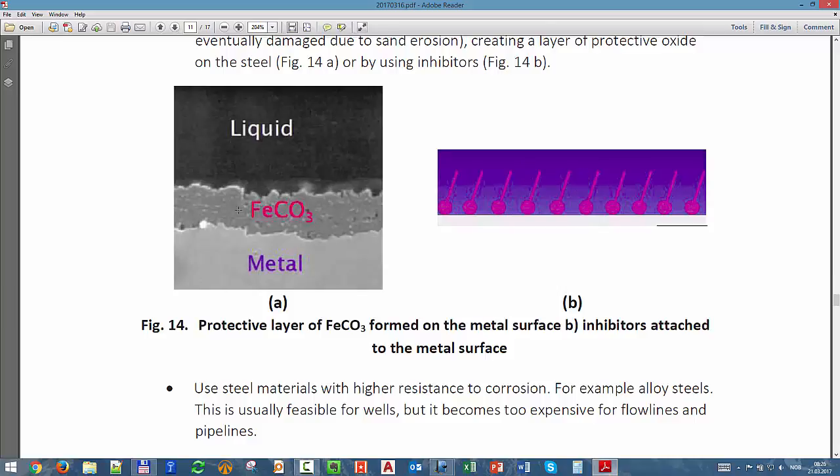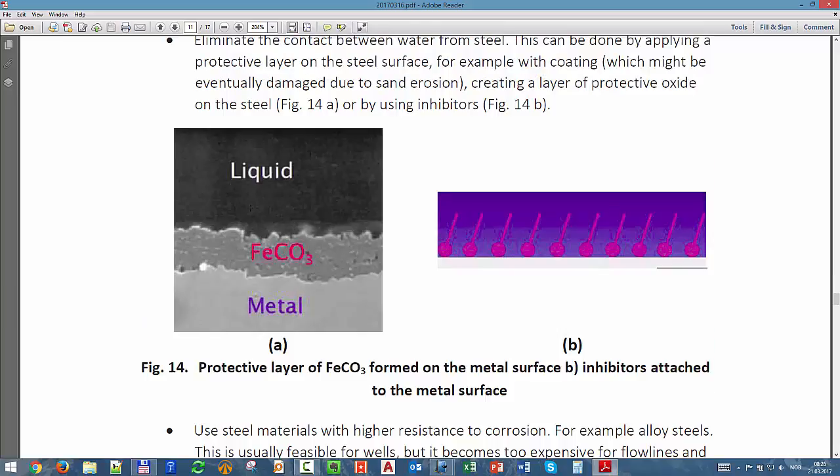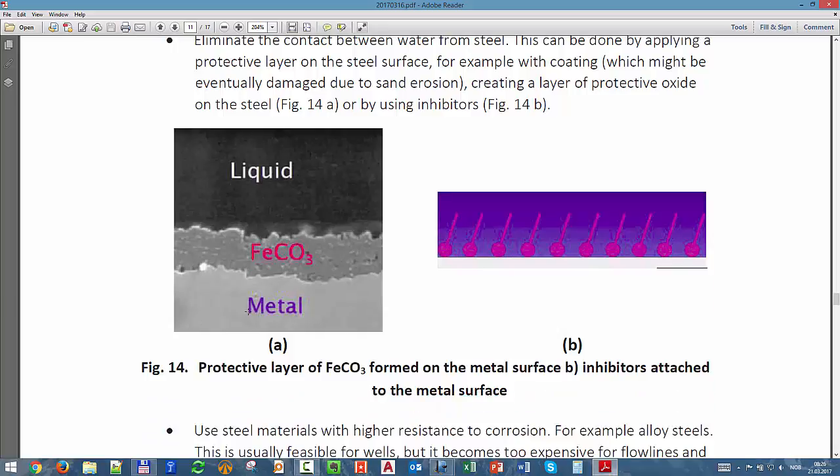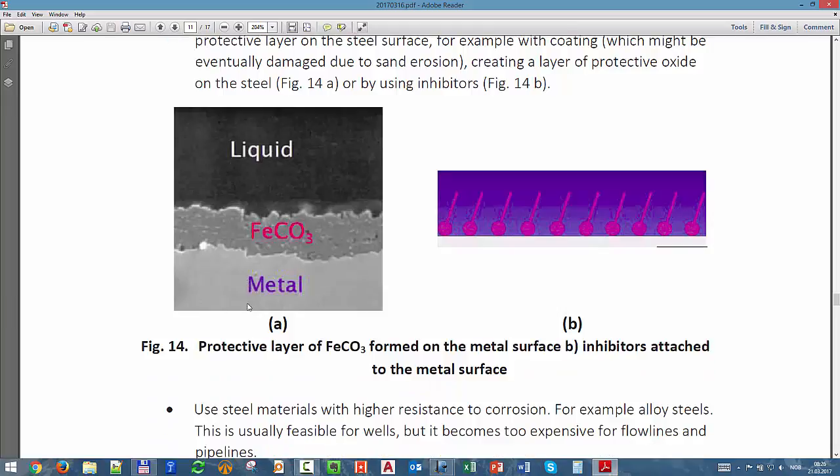And the other thing is that you can create some rust, you can create some oxide that is not going to be reactive. It's going to form a protective layer, and after that it's going to remain inactive with the liquid. So that was kind of a big success some years ago, just by using baking powder. You put it in the pipe and you create this layer. Some guys made a lot of money.